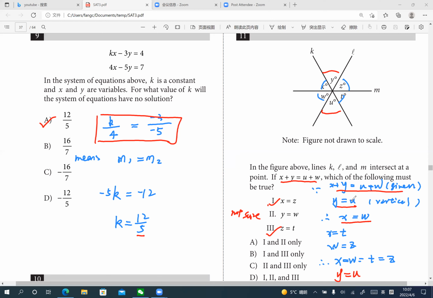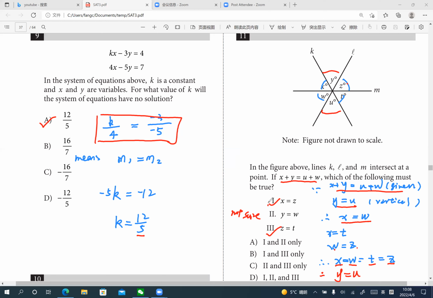And because x and t are a pair of vertical angles, x also should be equal to t. And w and z are also a pair of vertical angles, so w should be equal to z. Therefore, the four angles x, w, t, z are all equal. I use the blue color to mark it. Then y and u are a pair of vertical angles. Therefore, y also equals u.